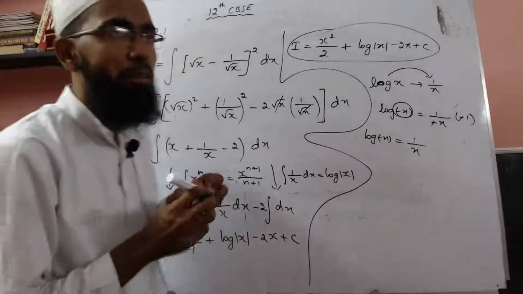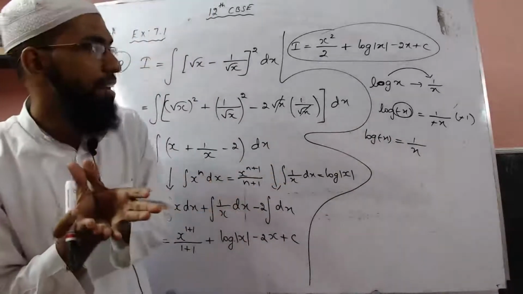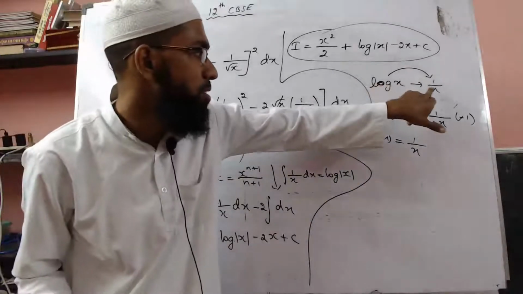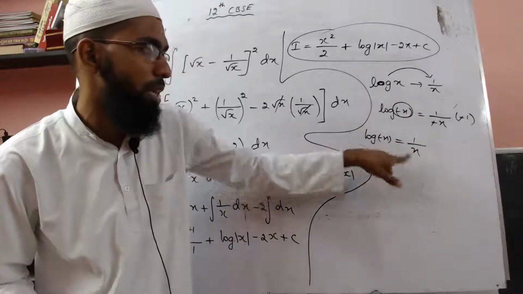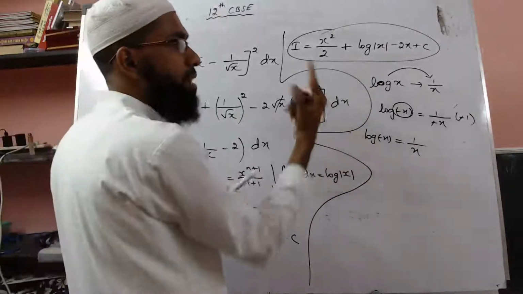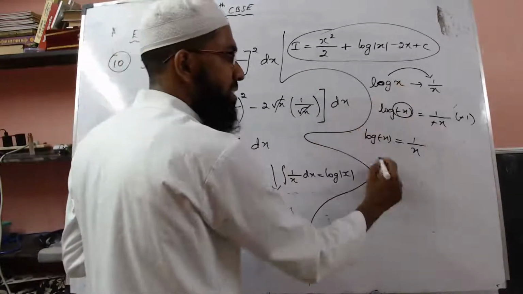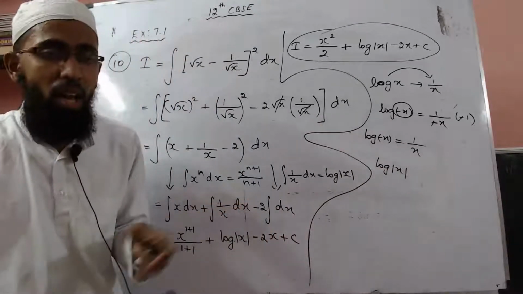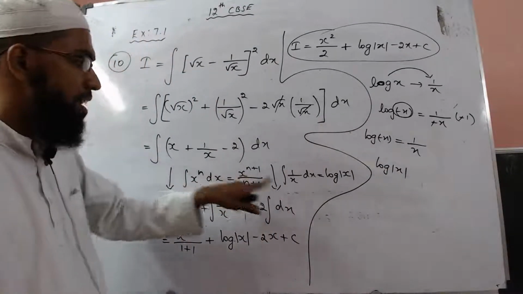So with the concept of antiderivative, differentiation of this also gives 1 by x, and differentiation of this also gives 1 by x. How can I club these two and write them as a single term? x and minus x can be written as log of mod x. That's why the integration of 1 by x is log of mod x, which is what I have written here.